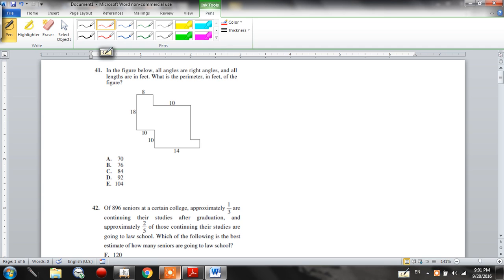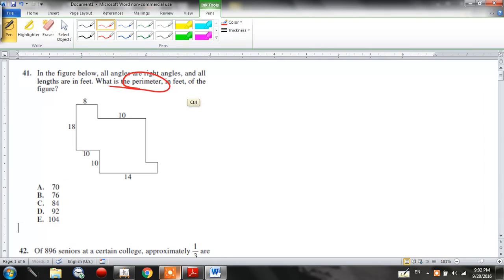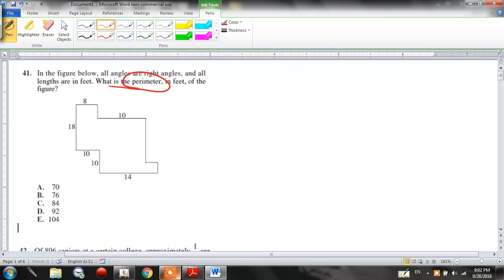Okay, so let's keep going with question number 41. In the figure, all angles are right angles and the lengths are in feet. What is the perimeter in feet of the figure? Okay, so this is a favorite question. What you have to do here, instead of going like this, obviously, you pretend these are like sticks that are movable. So you move this stick over here, this one over here, and move this stick over there. That's 10 and 10. And this is a rectangular figure, so that's really all you gotta do. You can move these sticks over here, but you don't really have to.